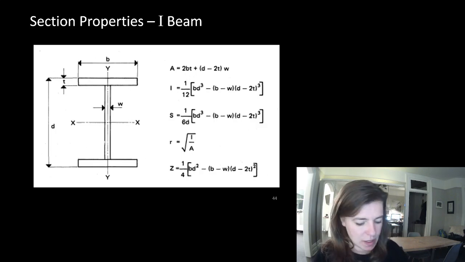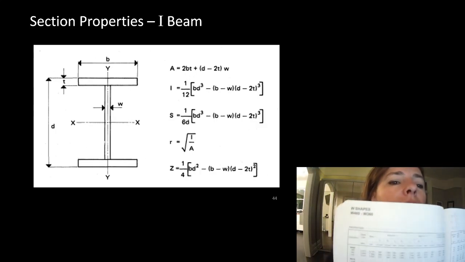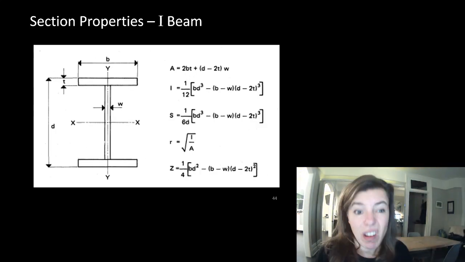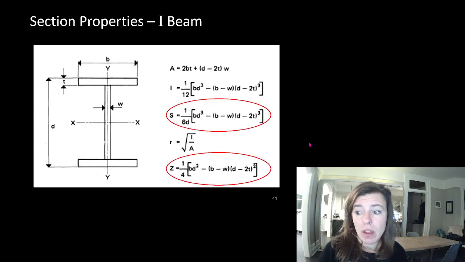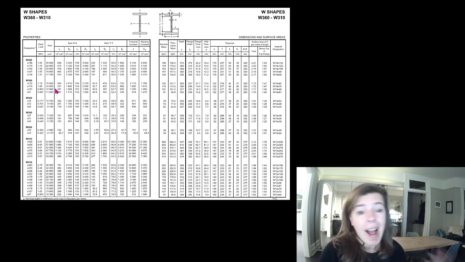Let me just flip to it here. We'll look at this. We've got a normal looking shape and a bunch of information. What if I gave you that too? Here's all kinds of different shapes, but then here's one for our actual steel members that we use all the time. In this, there is I, there is S, there is Z. There's also that R value. So here are the different members that we can have in steel. We can get I, we can get S, and we can get Z.